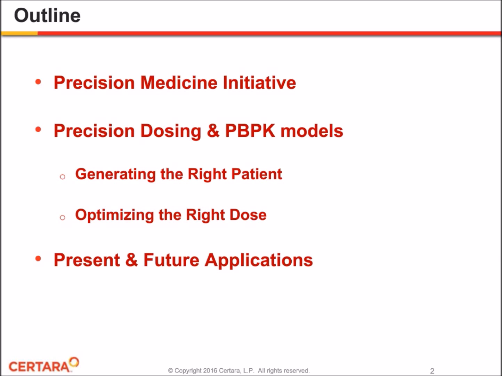So this is a brief outline of the presentation where we'll be discussing the Precision Medicine Initiative. Then we will move on to what is precision dosing and how can PBPK models help with precision dosing. In that, we'll be looking into what kind of population we are looking at, what kind of the right patient we are looking at, and then what kind of dose optimization is required in terms of precision dosing. And how can PBPK models help with generating the right patient and in optimizing the right dose? We'll also be looking into some brief examples with respect to the current scenario and how PBPK models have helped in optimizing the right dose for the right population, and also looking into future applications in terms of precision medicine and precision dosing.